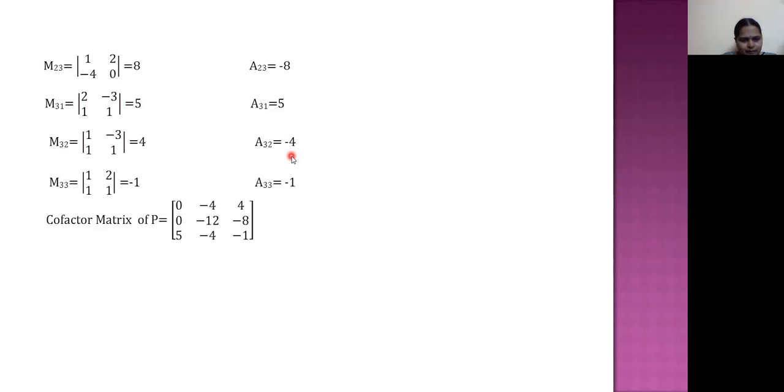Next M33: if we delete the last row and last column, we remain with this 2 by 2 matrix and its determinant is minus 1, and its cofactor is the same, minus 1 only. Now we are writing the cofactor matrix of P, that means A11, A12, A13.